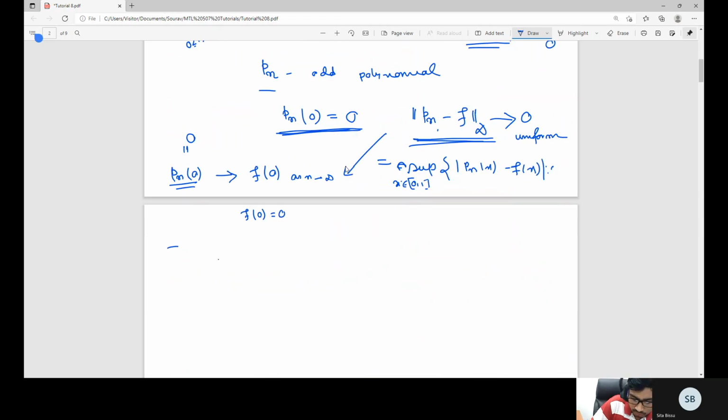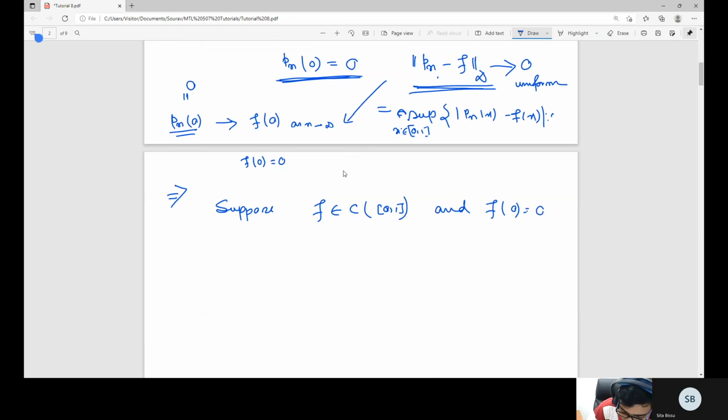So now we will prove the forward part. So suppose f belongs to C[0,1], means continuous function over [0,1], and f(0) is equal to 0. Fine.